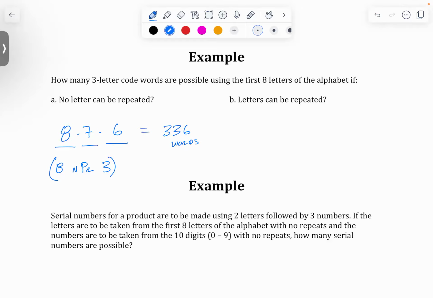If letters can be repeated, well, this is the power rule. The power rule can be done with the blank method as well: 8, and then 8, and then 8. With the power rule, that is literally 8 to the 3rd.